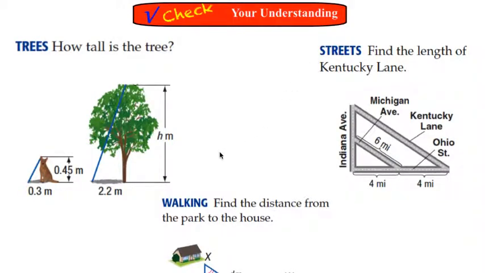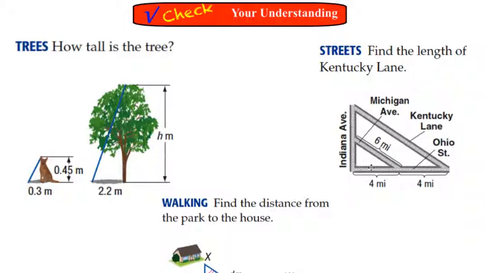All right, I've got 3 examples for you here to try on your own. You are given the height of a dog right here is 0.45 meters, and the length of his shadow right here is 0.3 meters. And the length of the shadow of a tree is 2.2 meters, and you want to find the height of the tree based on the height of the dog and his shadow. So set up a proportion there and solve for that.